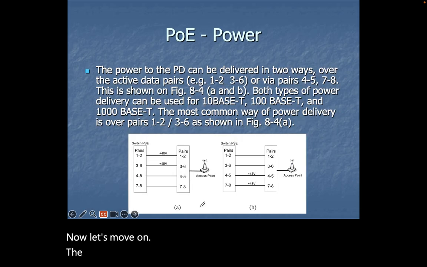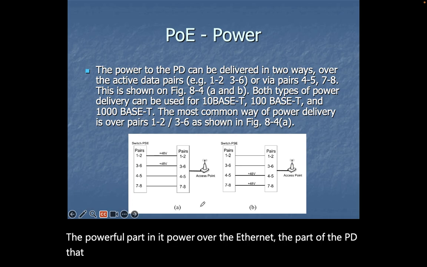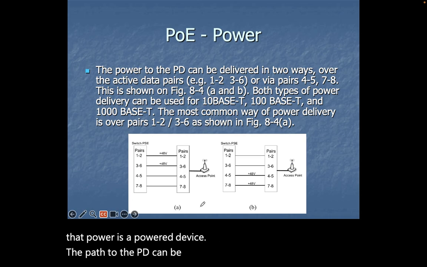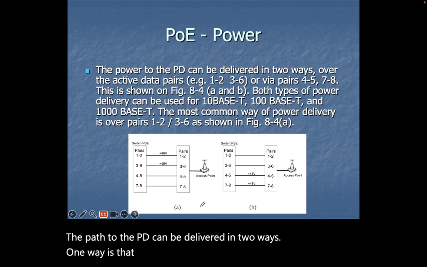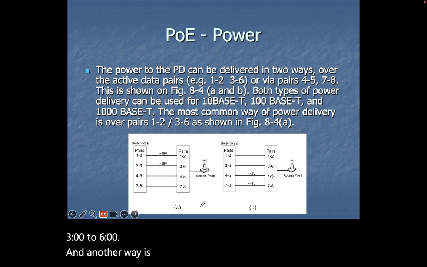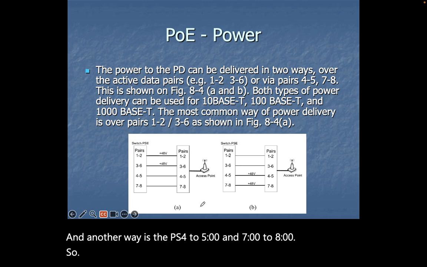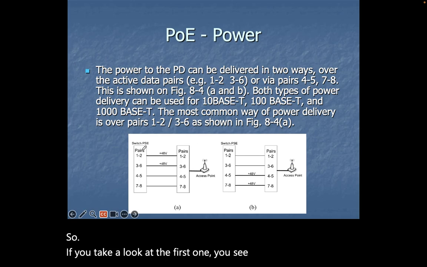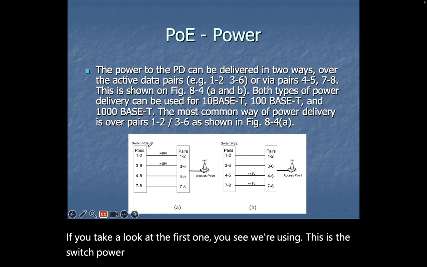The power to the PD, the powered device, can be delivered in two ways. One way is using the pairs 1 to 2 and 3 to 6. And another way is the pairs 4 to 5 and 7 to 8. So if you take a look at the first one, this is the switch, the power source equipment.